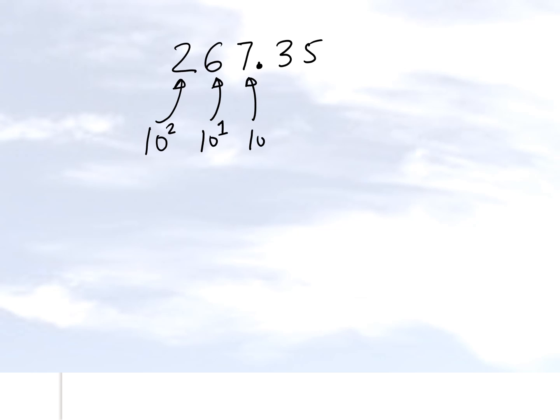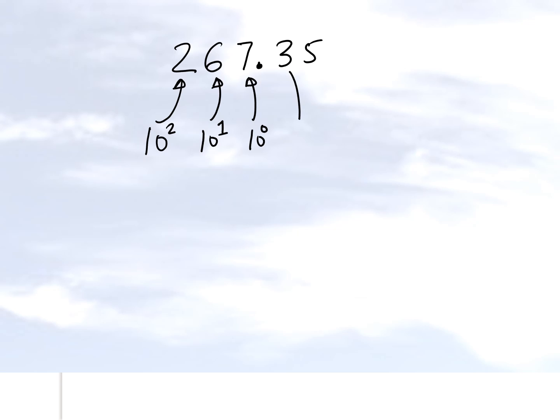So for example, if I take a number like 267.35, I know exactly that this 267 and 0.35 is the number, and we don't think too much about it. But what you've got to understand is that each of these digits has a place. This one is the place for hundreds. This one is the place for the tens. This one is the place for ones.